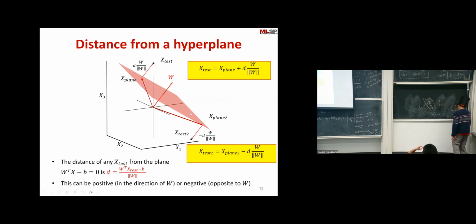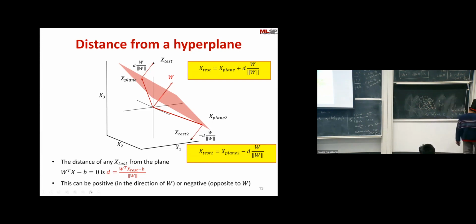Suppose I give you W transpose X minus B equals minus 1. Where is that? What is that? It's going to be parallel to the original plane again, but on the other side. So this one will be like, there's my green chalk. Right. This one is going to be here. And what is this distance? What is the distance again? 1 over norm W, correct? And so this distance is also 1 over norm W. And what is the distance between these two planes? 2 over norm W.